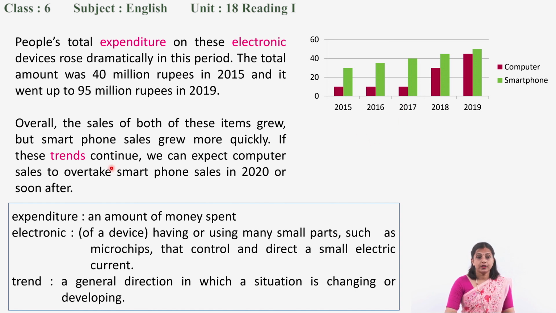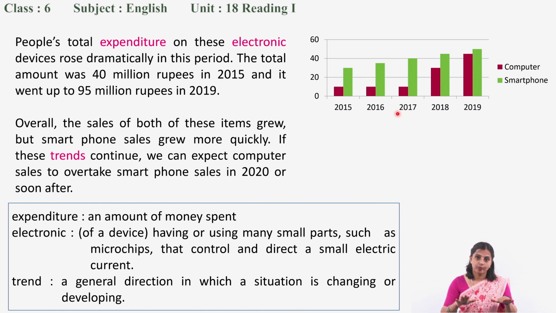If these trends continue, we can expect computer sales to overtake smartphone sales in 2020 or soon after. So here it has been said, if you see the growth in the expenditure on computers, you see how fast it increased.